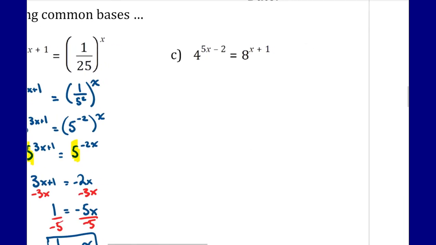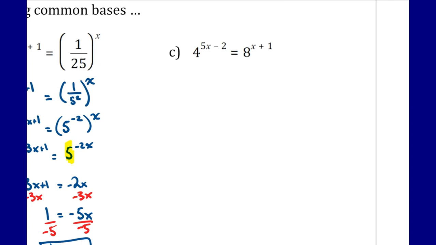C, 4 to the power of 5x minus 2 equals 8 to the power of x plus 1. So neither of these can become bases of 4, right? 8 or 4 to the power of anything doesn't really give us 8. So we have to convert both of them. And both of them can be converted to powers of base 2. 4 would be 2 to the power of 2, so 2 to the power of 2 to the power of 5x minus 2. 8 is 2 to the power of 3, which is then raised to the power of x plus 1.